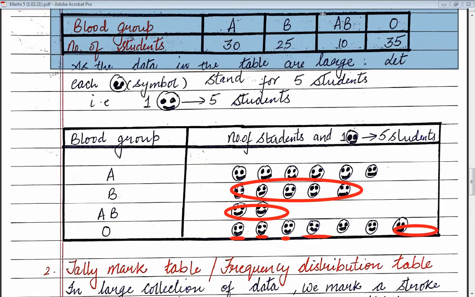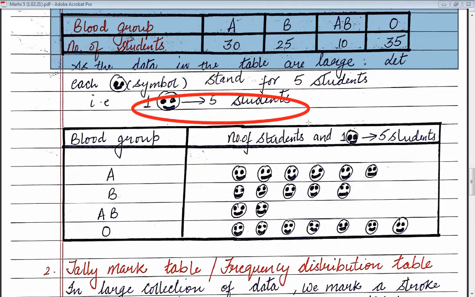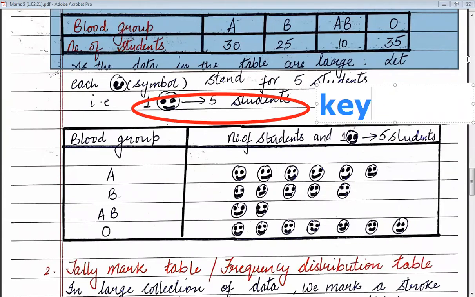Okay, so this is your pictograph. I hope, children, you are clear with the pictograph. Now children, this is our key. This is the key of the question, that I have selected one face as 5 students.